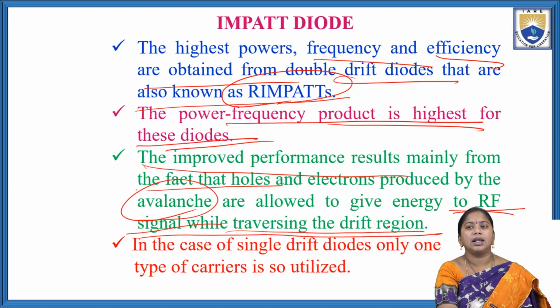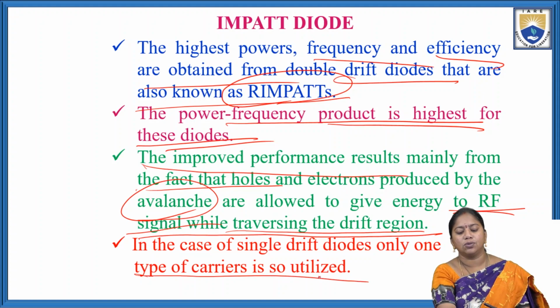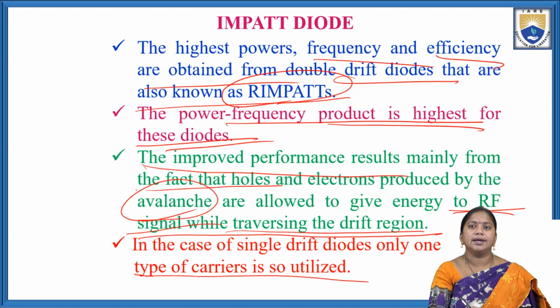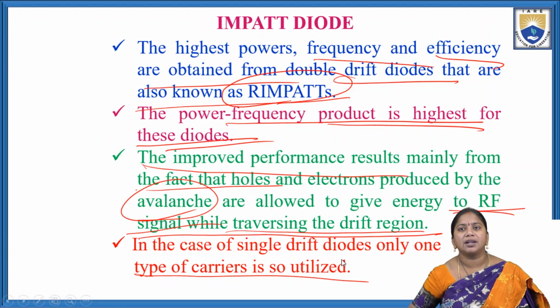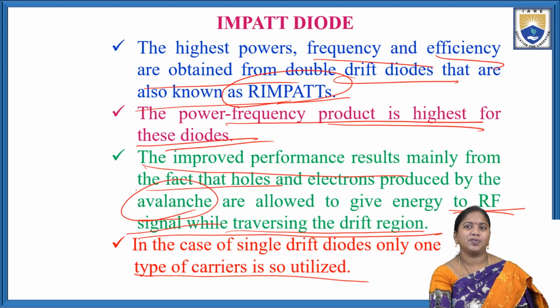In the case of single drift diodes, only one type of carrier is utilized, either electrons or holes. So the highest powers, frequency and efficiencies are obtained for the double drift diodes, also known as R impact diodes, compared to the single drift diodes.